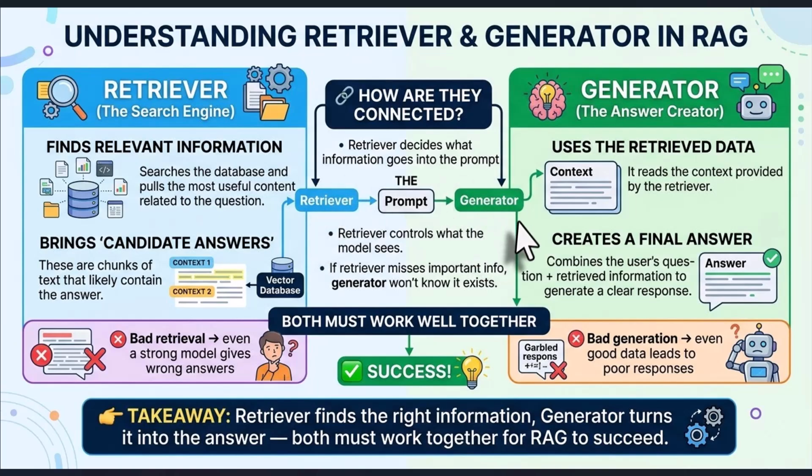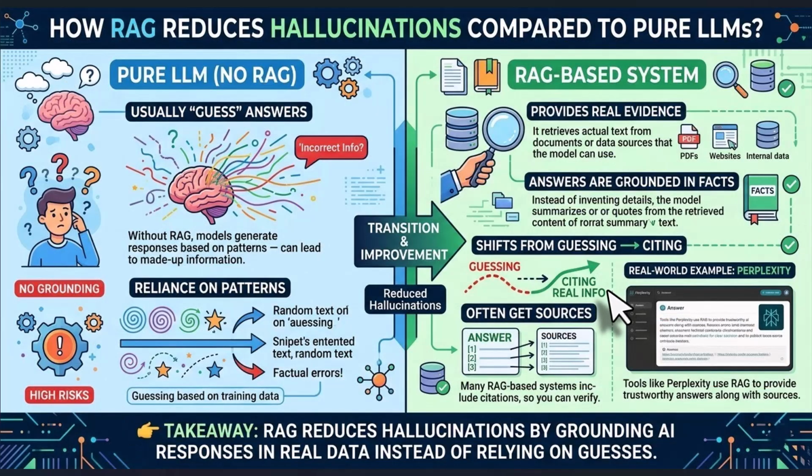That means the retriever finds the right information, whereas the generator turns it into the answer. And both must work together for RAG to succeed, okay? Next one, how does RAG reduce hallucinations compared to pure LLMs?